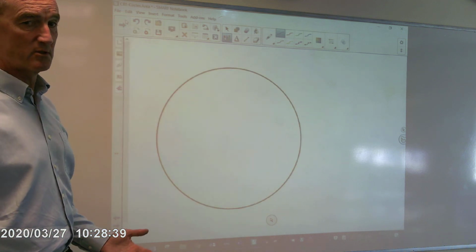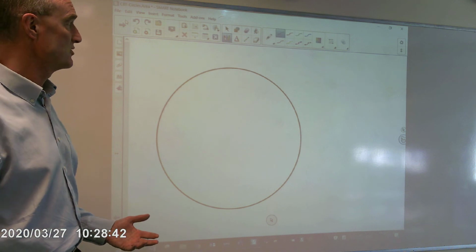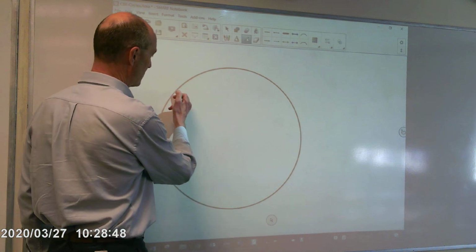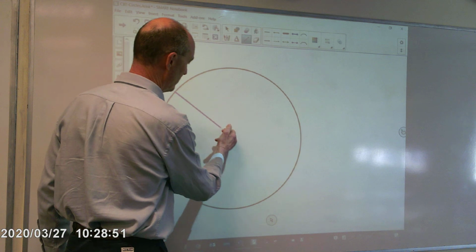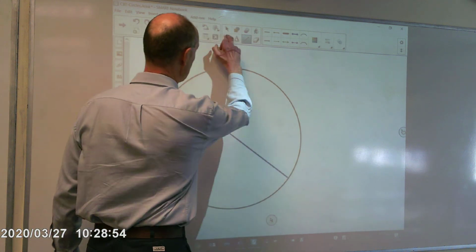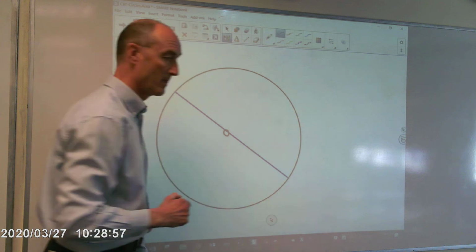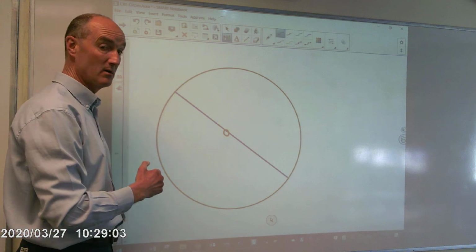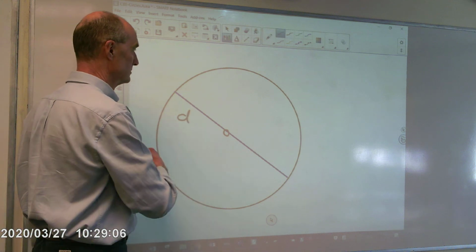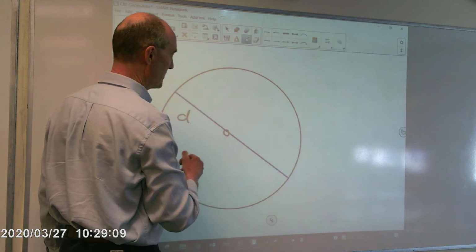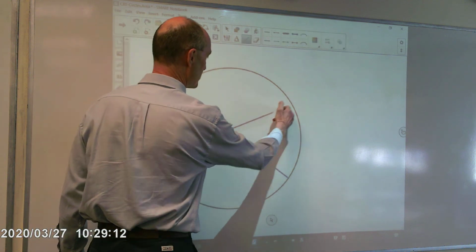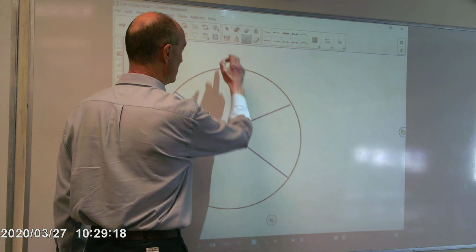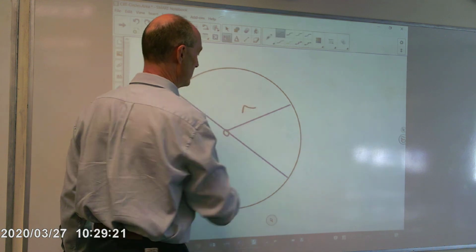We need to make sure that you can remember some terms relating to circles. The line that goes from one side of a circle to the other through the centre point is known as the diameter. So that's the diameter of the circle. The line that goes from the centre point to any point on the circumference is the radius.